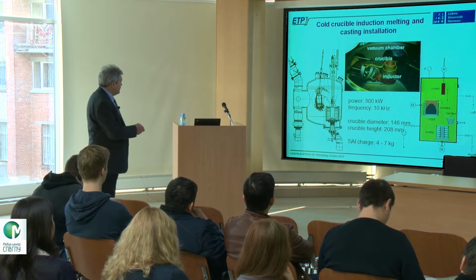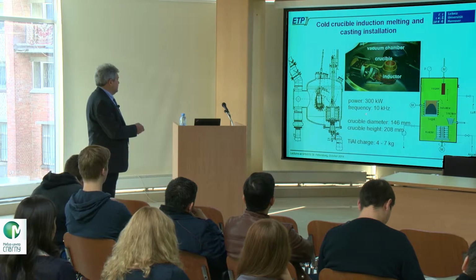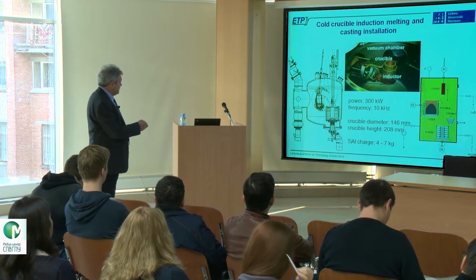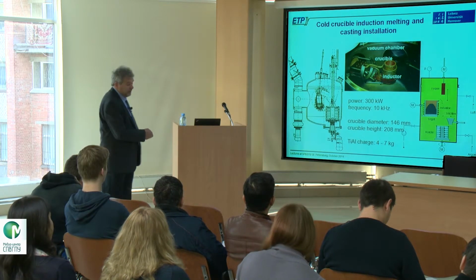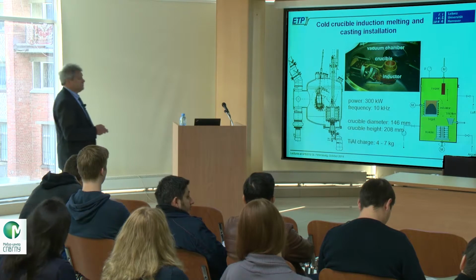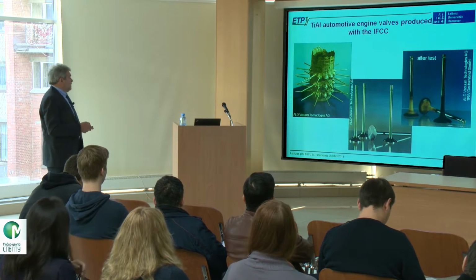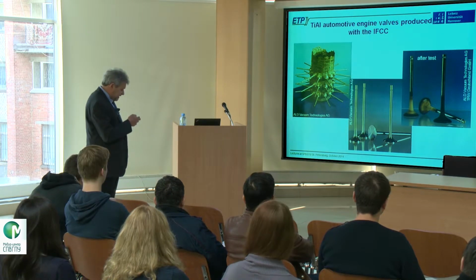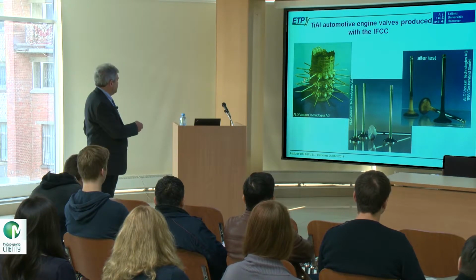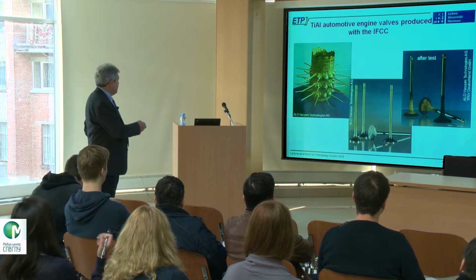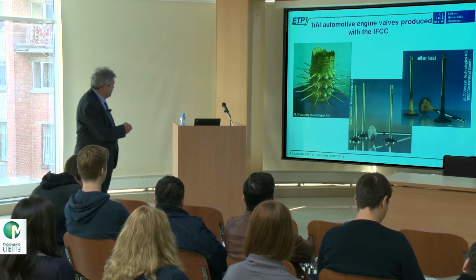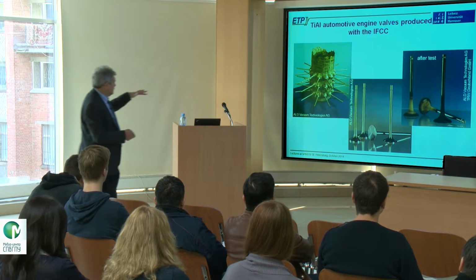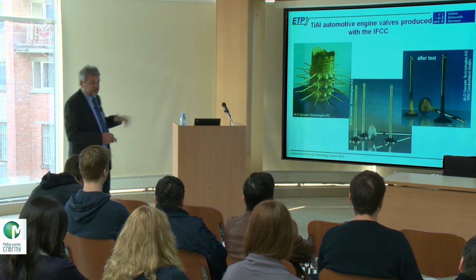The installation has a power of 300 kilowatts. Frequency is 10 kilohertz. And we can melt inside this crucible 4 to 7 kilograms of titanium aluminum. So, the first products which came out are shown here. Directly after casting, you get this, we call it a casting tree. You see here already the valves, 12 valves in one level, and in total it was 3 levels, 36 valves.